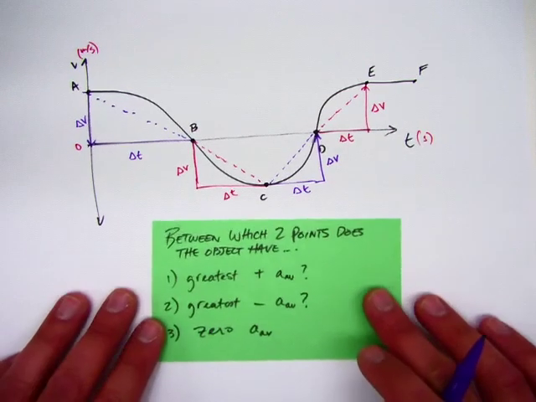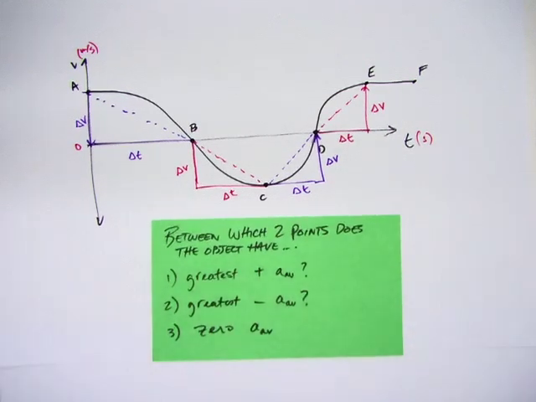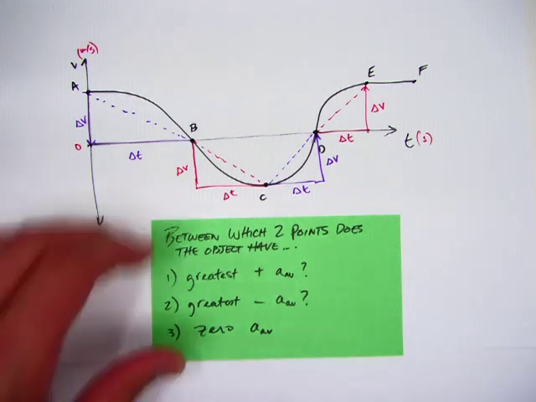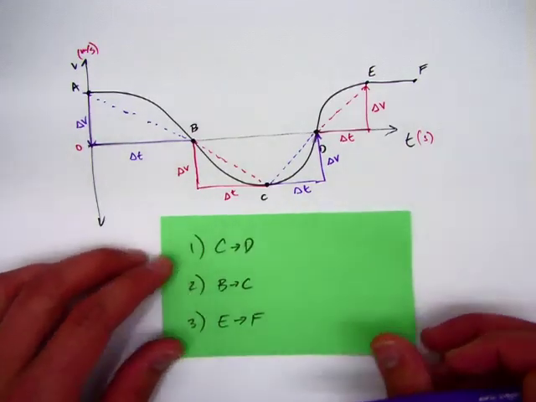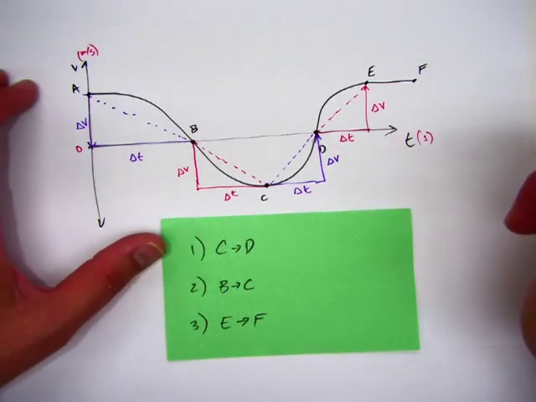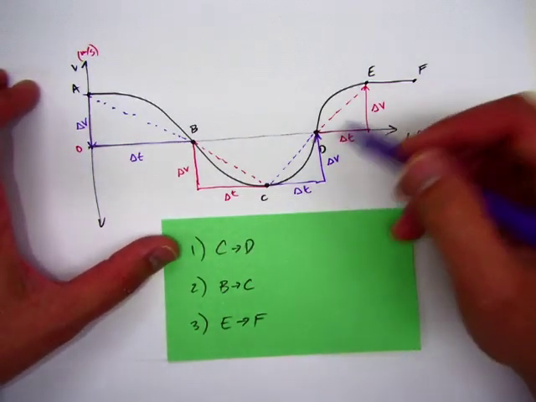Between which 2 points does the object have: 1, the greatest positive average acceleration, 2, the greatest negative average acceleration, and 3, 0 average acceleration? So pause it for a sec. Okay, greatest positive average acceleration. This one's a little tricky.